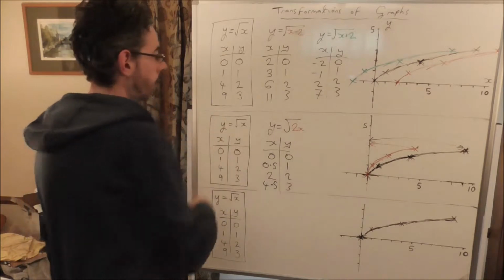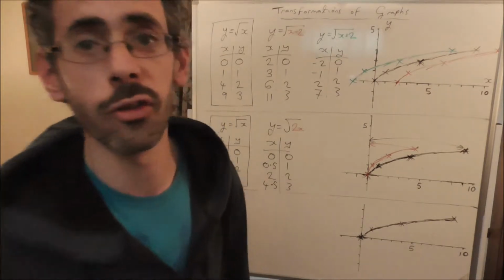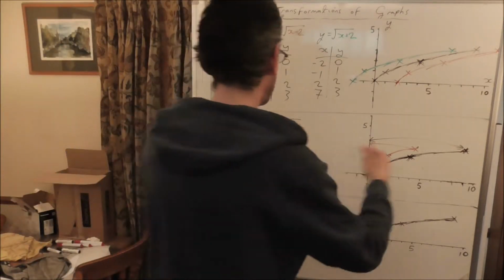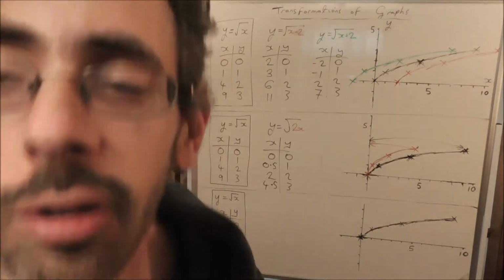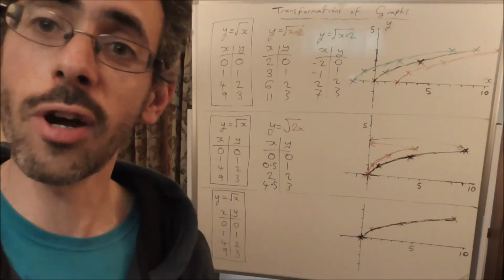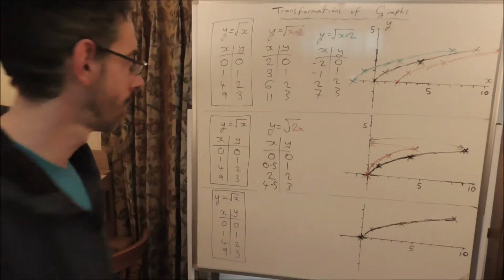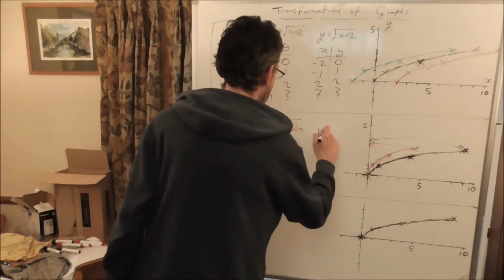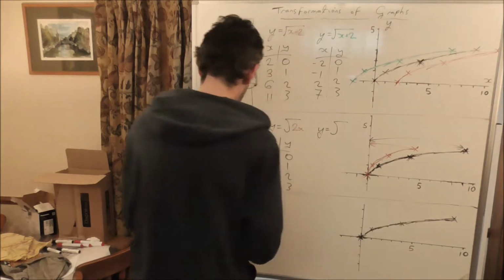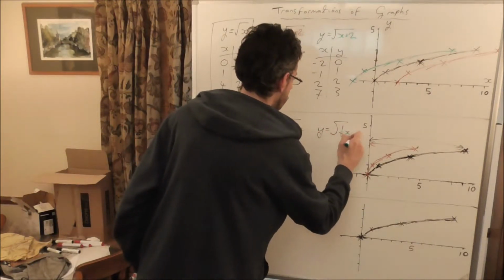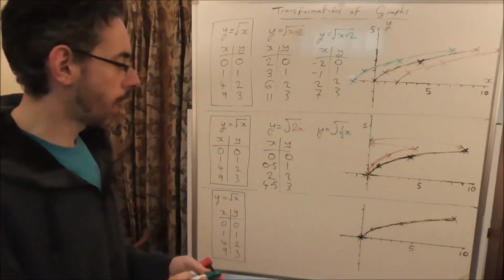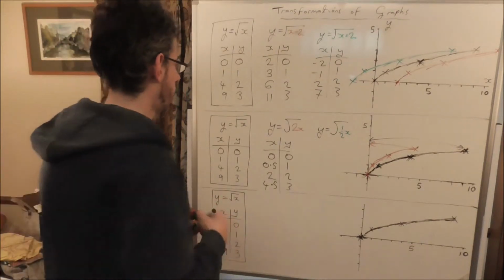Now, what would I need to replace x with to stretch it by a scale factor of 2 for the distances to double, do you think? What would I need to replace x with? Correct! You need to replace x with x divided by 2, or half x. So let's do that. So I'm going to replace x with half x. That actually causes it to stretch by a scale factor of 2.